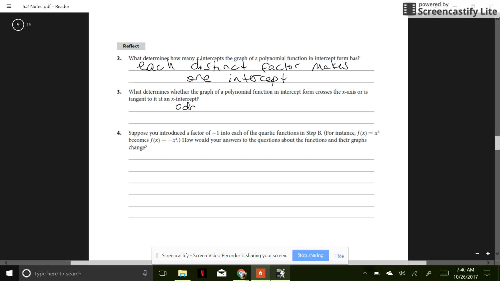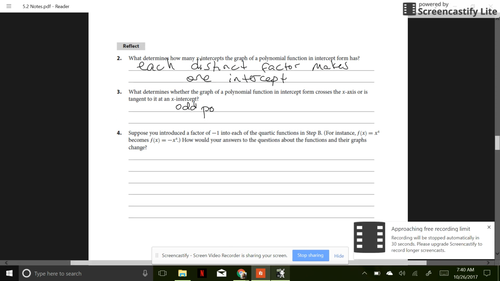So you look at your intercept, you look at your factor. If it has an odd power, it's going to cross the x-axis. If it has an even power, it's going to be tangent. It's just going to touch the x-axis, but not cross it.